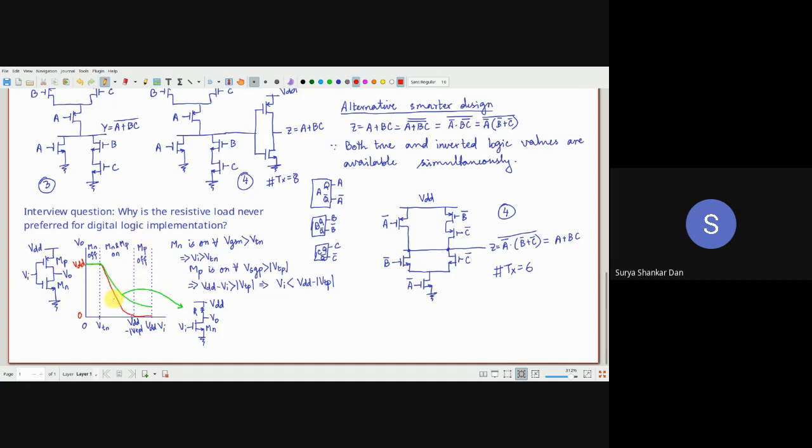This red is the case for CMOS. So if you want to simply cut off the power supply, then CMOS is the only way. In case of a resistive load configuration, you can never cut off the power supply, so it will lead to more power consumption. At the same time, the delay will be higher because it will take much longer to reach the zero logic.